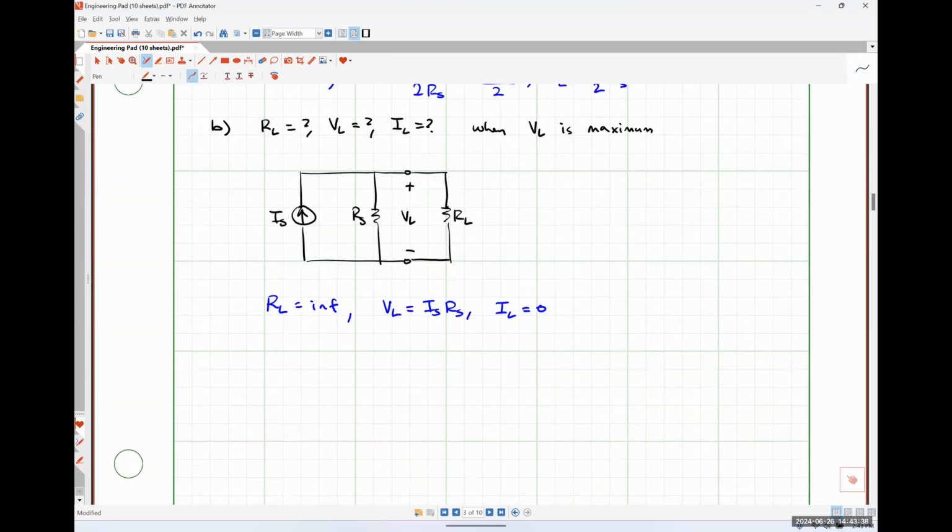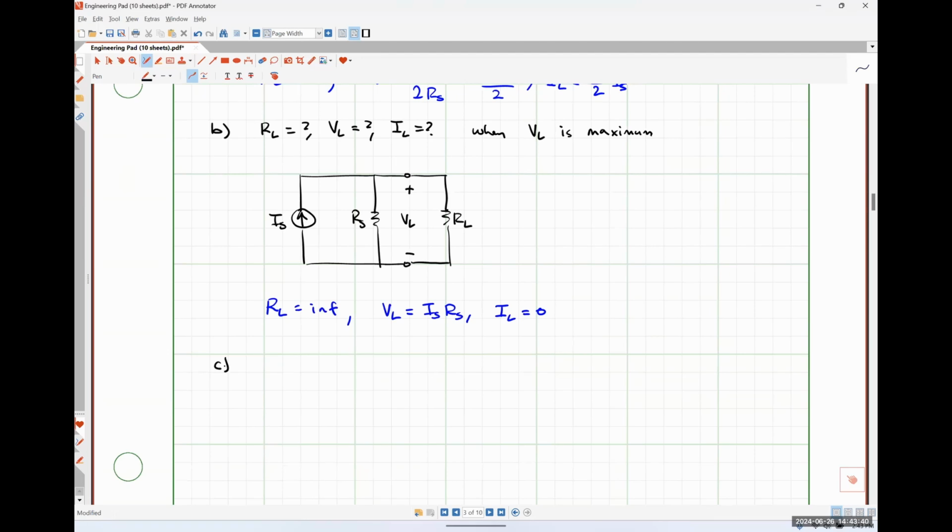So for part C, we have a similar thing. Our goal is to figure out RL, VL, and IL when our current, IL, is at its maximum.